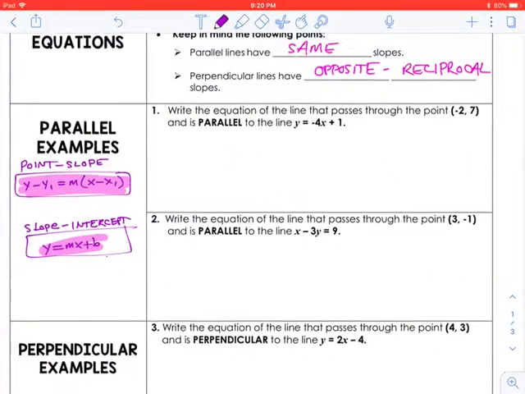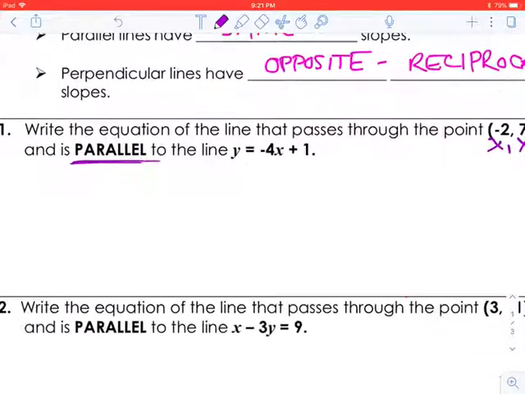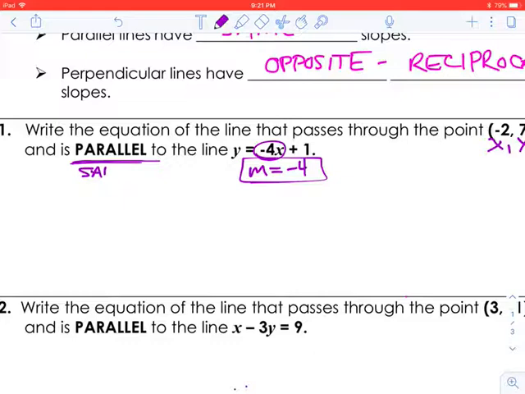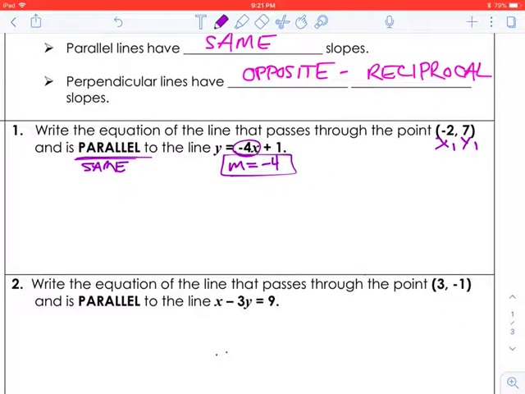So look at the first example here. Write the equation of the line that passes through the point -2, 7, and is parallel, so it has the same slope as y equals -4x plus 1. So in this case, look at the slope. M equals -4. My new equation should have the same slope because we want parallel. If it said perpendicular, I would need to change that slope.